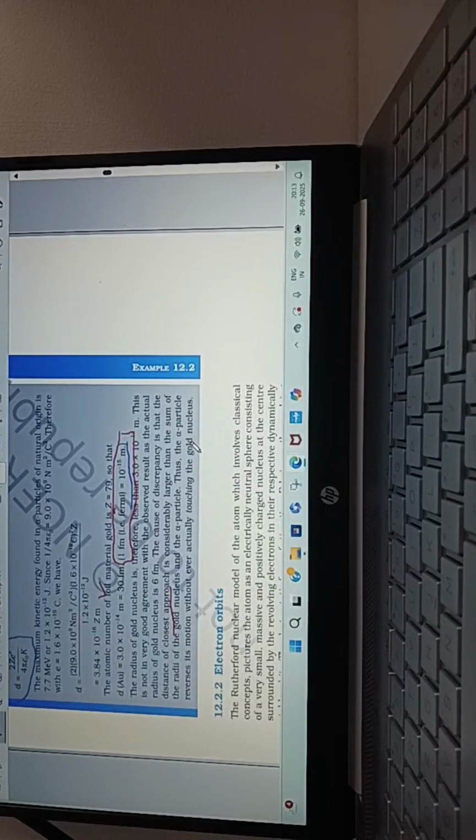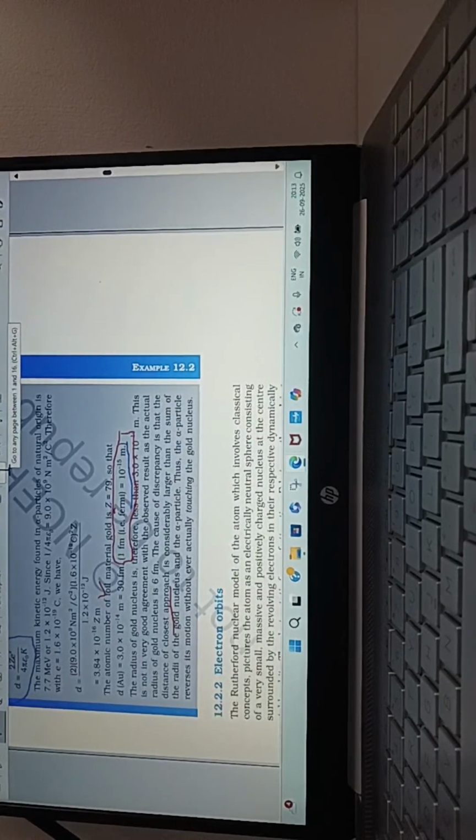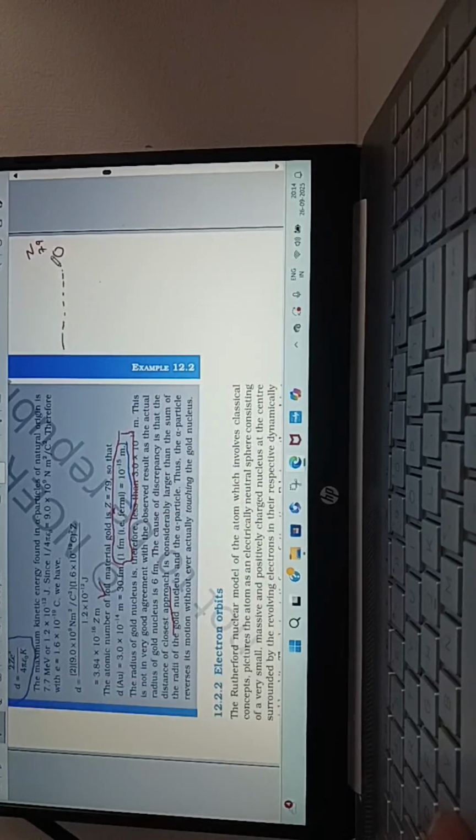May I draw and explain this? I will try for you to understand this. Look here. This is your gold foil nucleus, correct? What is its atomic number? 79. So this is equal to Z. Is it visible? The alpha particle is coming straight like this, and then going very close to the nucleus.